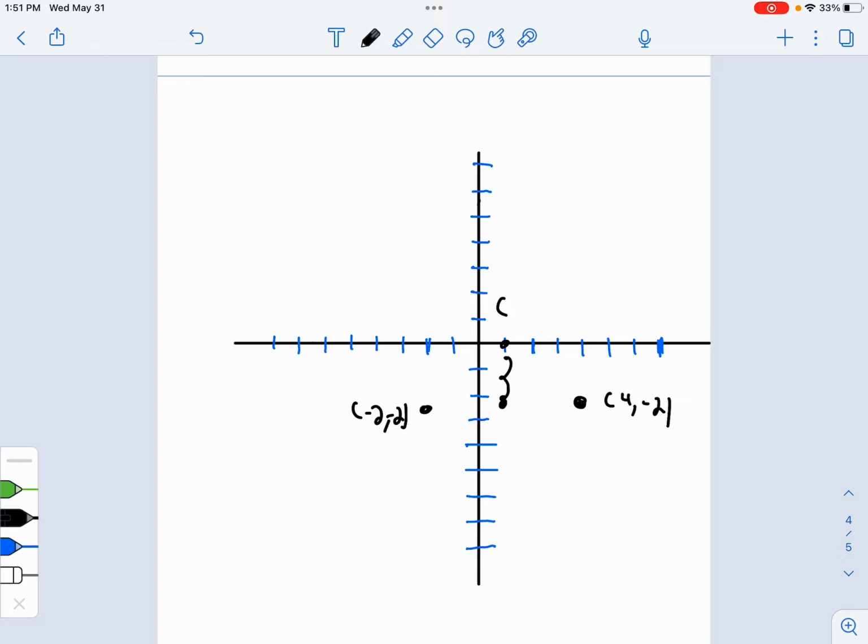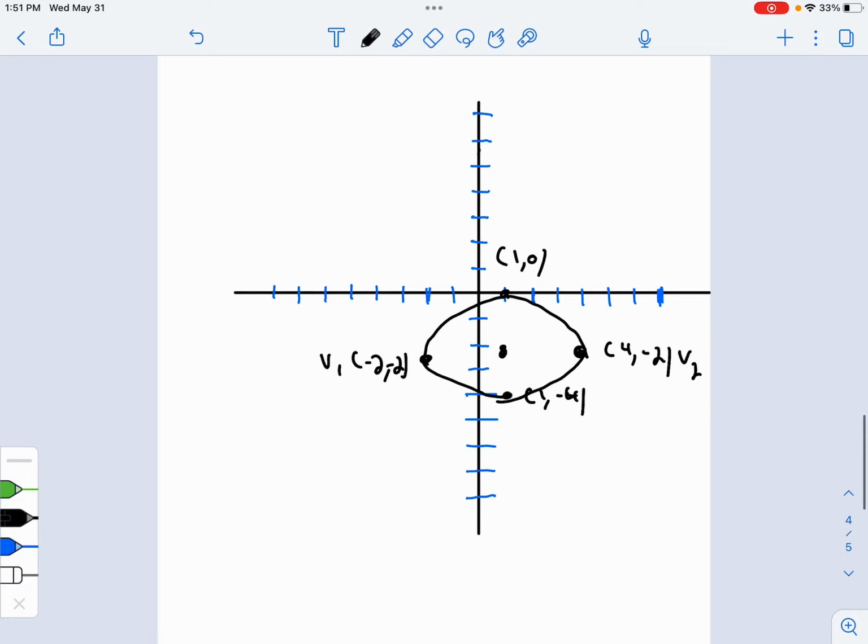and then 2 below, right here, which would be (1, −4). Those points themselves don't have names. They just help you to get a graph here. But these points here, (−2, −2) and (4, −2), those are the vertices. And all you have to do is connect those points on the outside, and we're done. That's our graph.